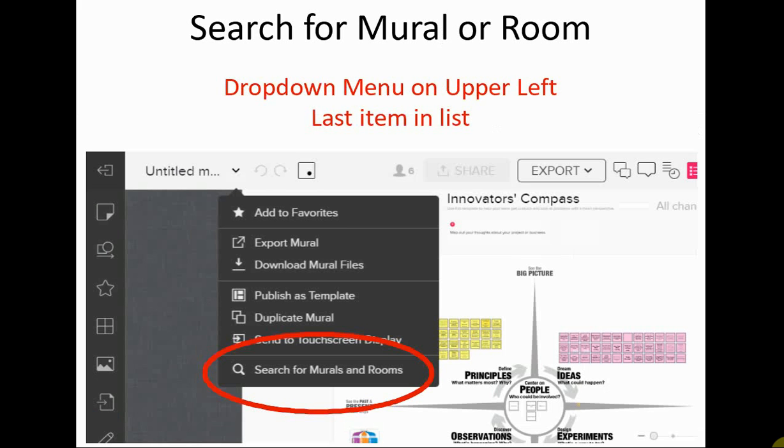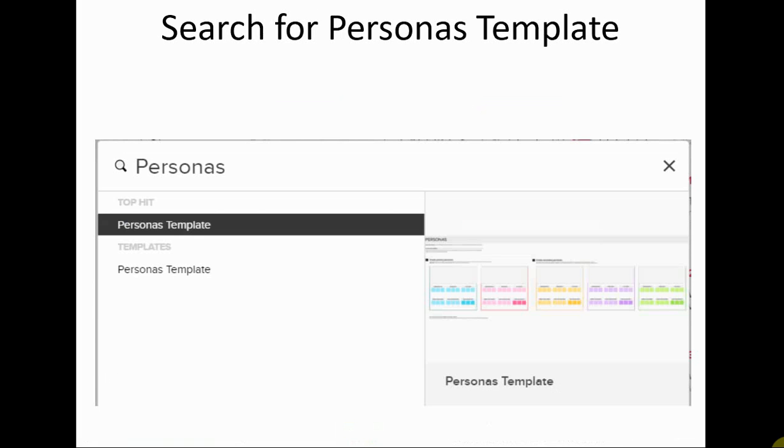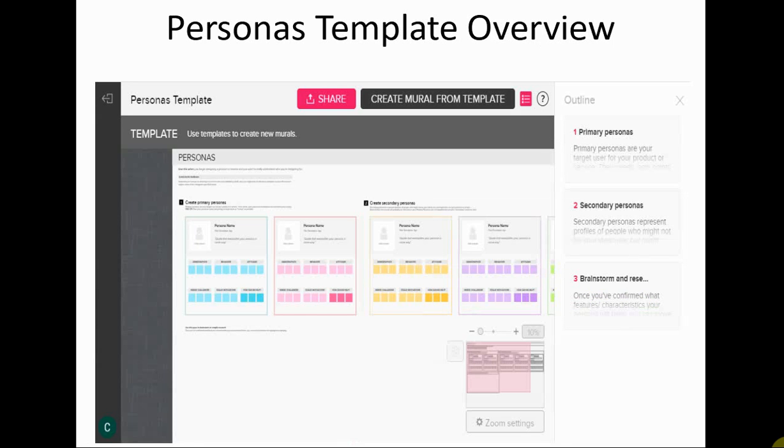But what we want to do right now is find the persona template. To do that, look to the upper left, where it says Untitled Mural, and select the drop-down menu. Under Search for Murals and Rooms, you can type in Personas, and it will give you the Personas template, which you can click on. And this is what it'll present to you.